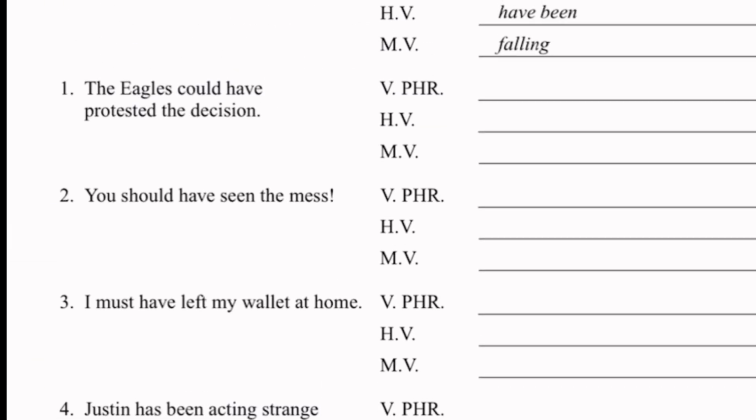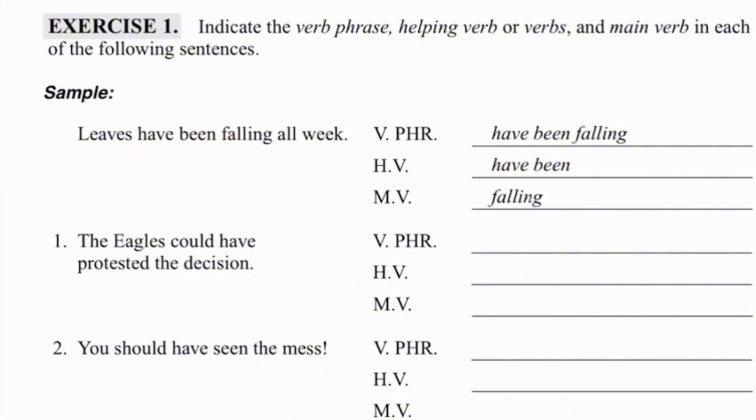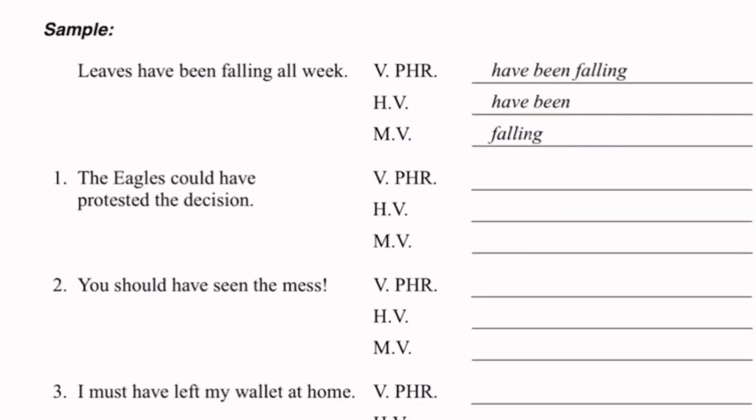Now, let's take a look at this exercise. Indicate the verb phrase, helping verbs, and the main verb. Look at the example. Leaves have been falling all week. The verb phrase is have been falling. The helping verbs are have been, while the main verb is falling. The Eagles could have protested the decision. What is the verb phrase in that sentence? What is the helping verb? And what is the main verb? You can do that in 2 seconds and I'm going to tell you the correct answer.